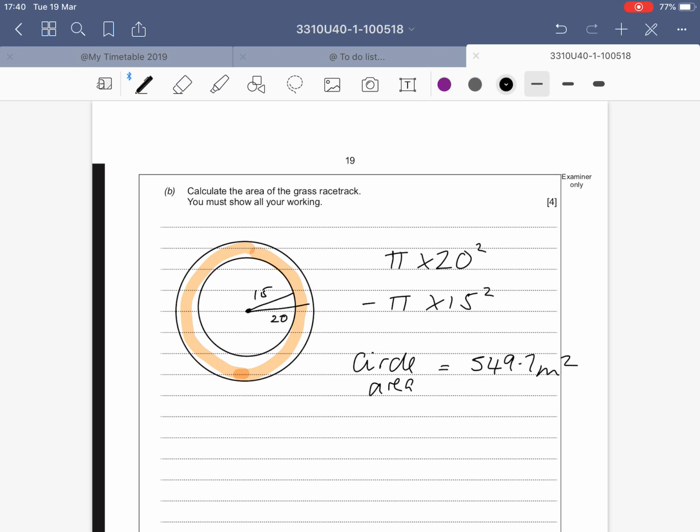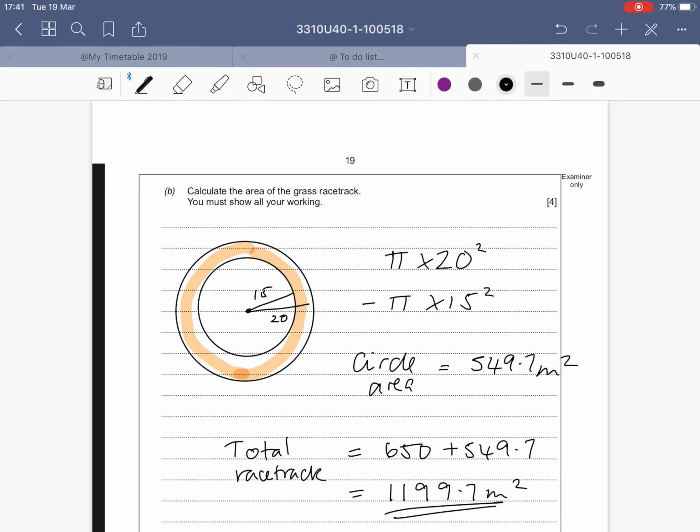But don't forget that we've also got the 650 from the two straight edges. So the total for the racetrack is going to be that 650 from part A plus that value that we've now got, 549 here. So that's going to give us the total of 1,199.7 metres squared. That's the total for the entire racetrack.